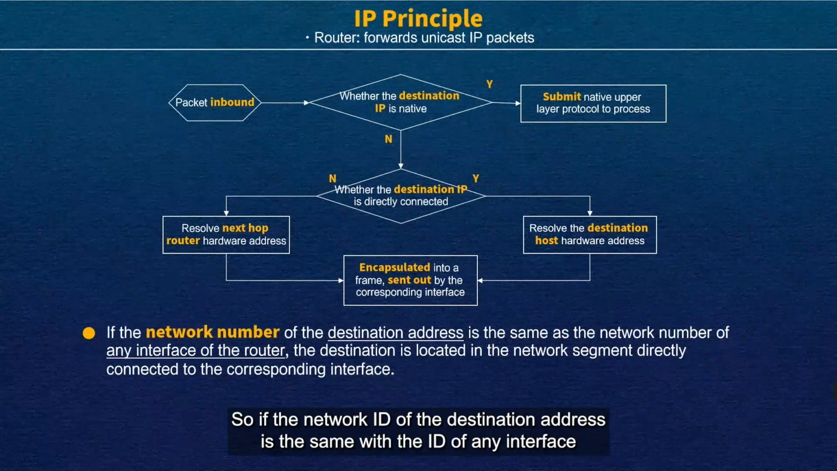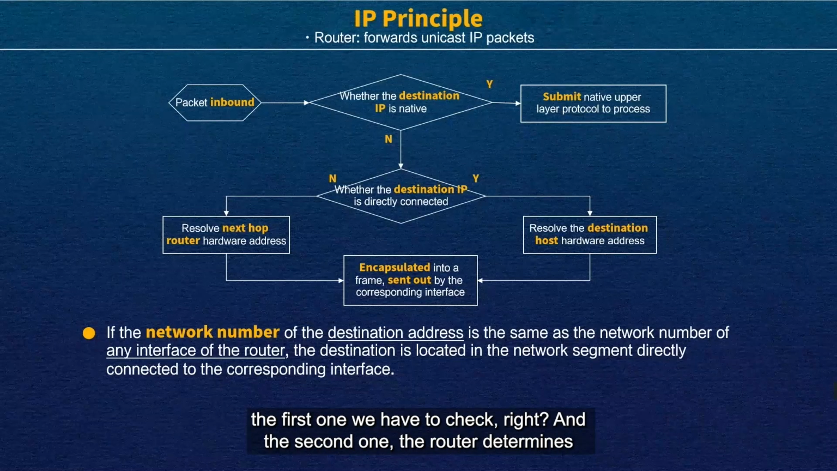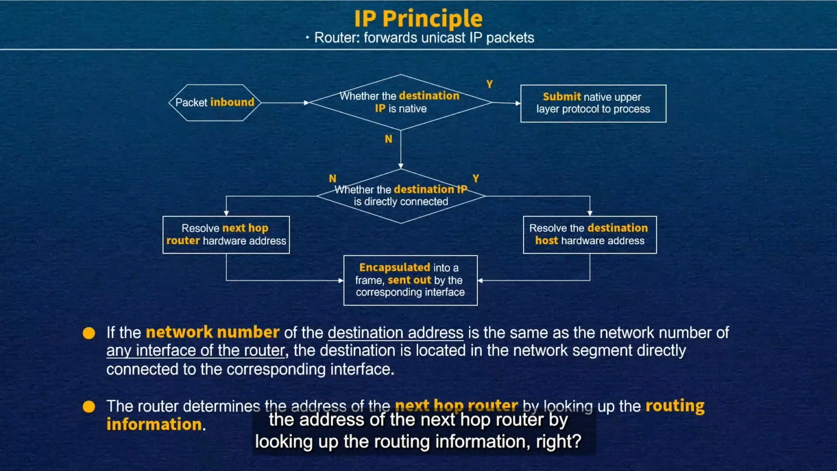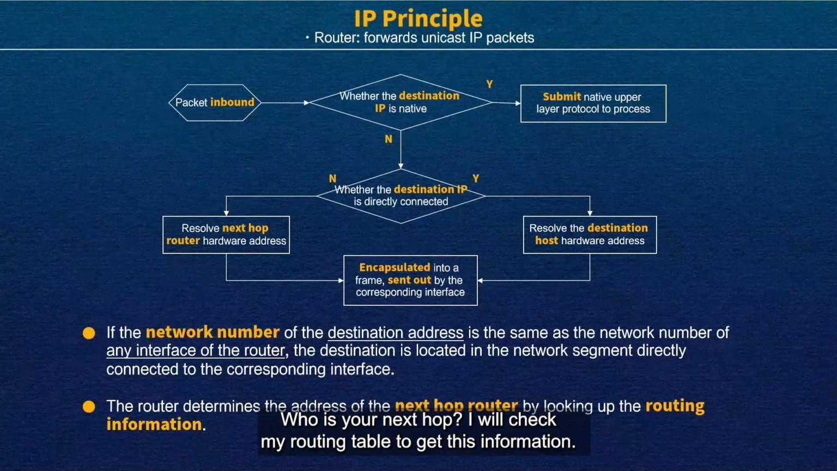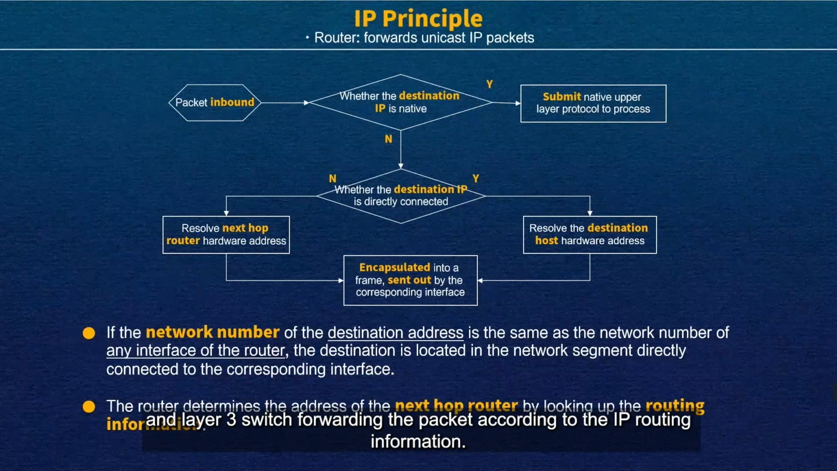So, if the network number of the destination IP address is the same as the network number of any interface of the router, that means the destination is located in that network segment. This is the first thing we have to check, right? And the second, if the router determines the address of the next hop router by looking at the routing information, right? Who is your next hop? I also will check my routing table to get this information. So this is the process of the router. Of course, it is the same process for the layer 3 switch, if the layer 3 switch forwards the packets according to the IP routing information.